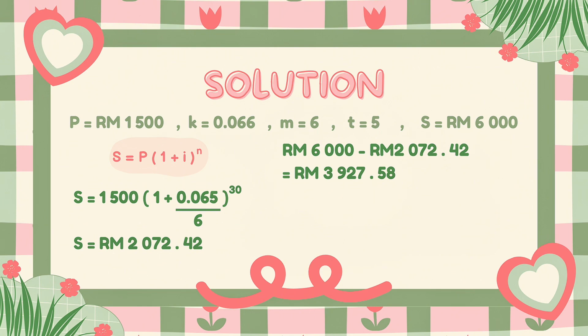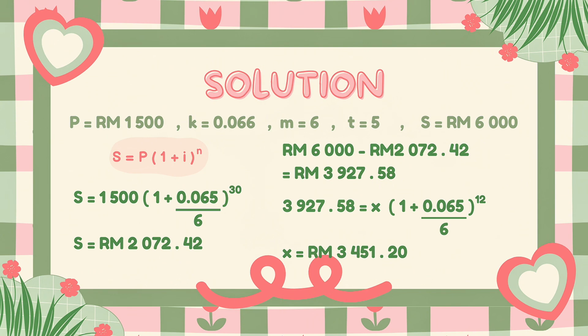To find the present value of the second deposit, we need to reverse the compound interest process for 2 years. From the calculation, the required second deposit is 3,441.20 ringgit.